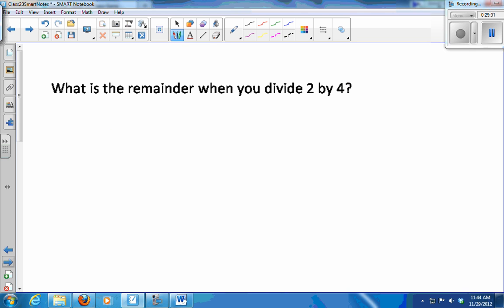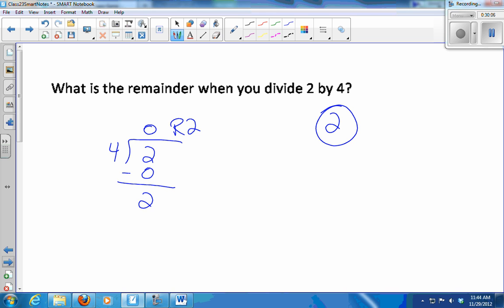What if I divide 2 by 4? What's my remainder? It goes in 0 times, right? So if I tried to carry out this division, I would say, well, 4 goes into 2 0 times. 0 times 4 is 0. When I subtract, that's the remainder, right? 2 left over. So if I want to divide 2 by 4, my remainder is 2. It goes in 0 times with 2 left over.